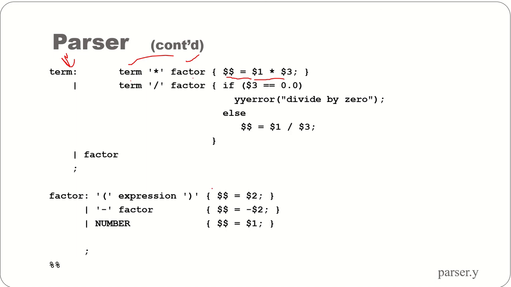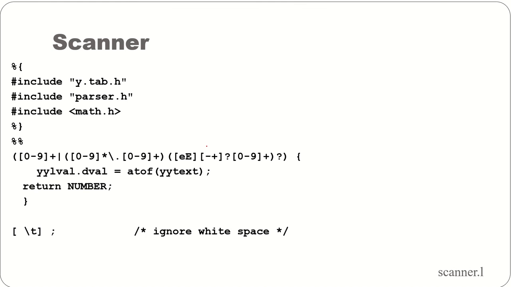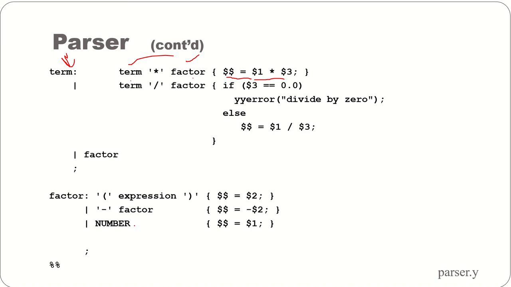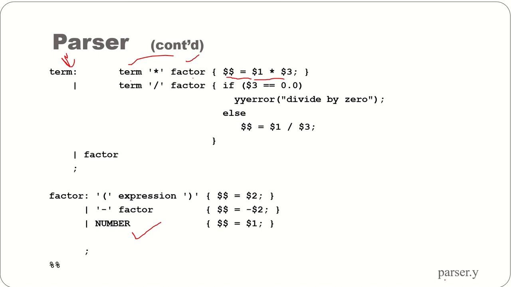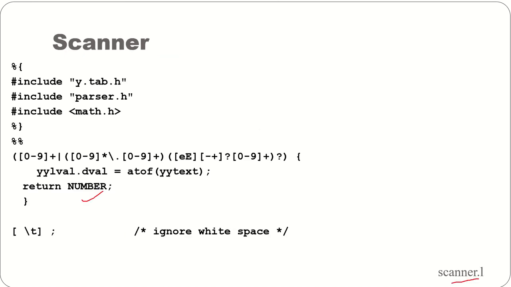For recognizing this token, parser needs tokens from lexical analyzer. So you need to design lexical analyzer in this form. It is going to return number. Since we have mentioned here number, exactly in same way we are giving here number. You can save this with scanner.l name and you can save this file with parser.y file.